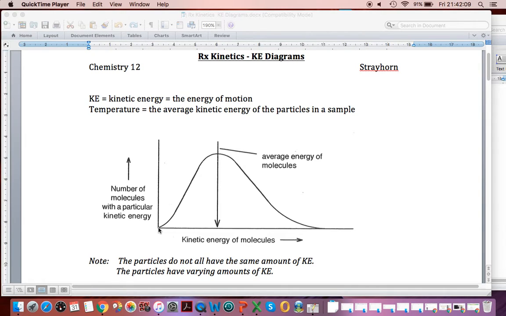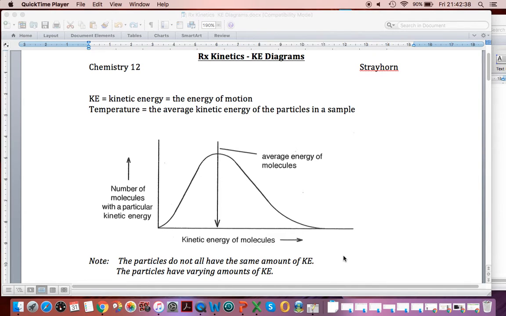So we have no particles with no energy. And as we come along, we have a few particles at lower energy and average. Here's our average. And as we go up to more and more kinetic energy, we end up with fewer and fewer particles. So that's our energy distribution. Key points: the particles do not all have the same amount of kinetic energy, meaning they will have differences in motion. And that's going to be the varied kinetic energy.